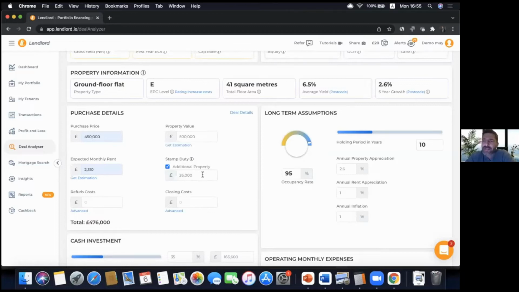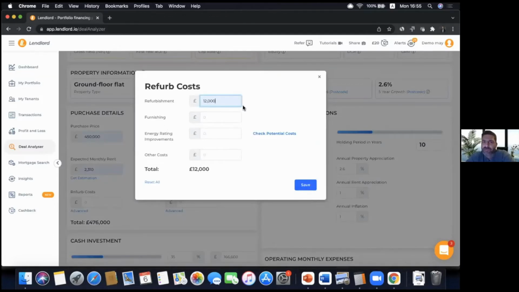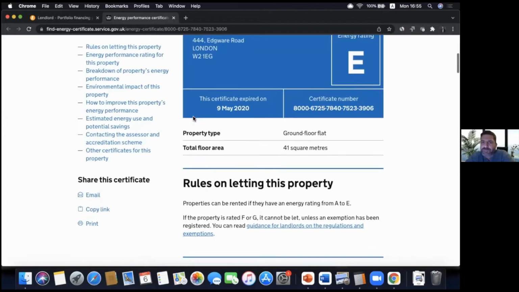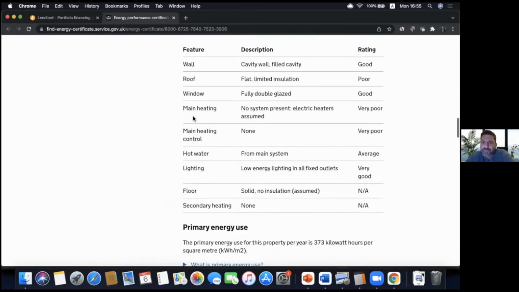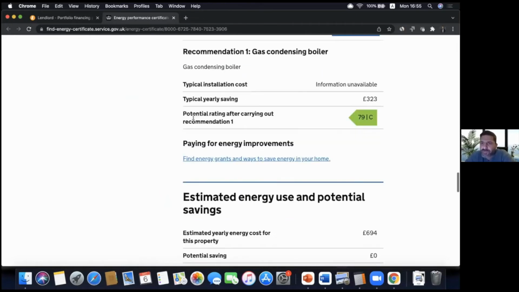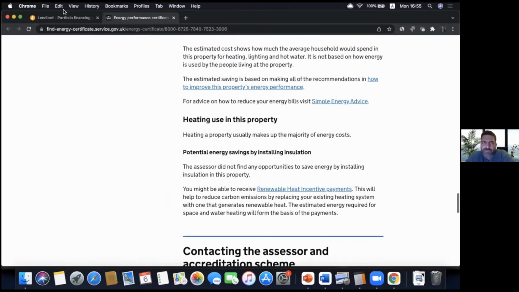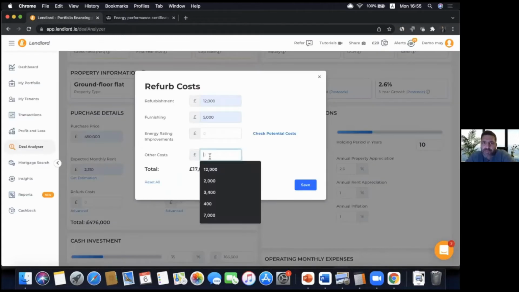Stamp duty, of course, we calculate it, but if you think you're going to pay a different number, make sure to put in the correct number. Refurbishment costs: if you're going to invest and do some refurbishment of this property, or buy some furnishing, or upgrade the energy performance, you can use this link. It will take you to the government website. You can see some information about this property in terms of the EPC, and also get some estimations about the cost to increase the level of the energy performance. And I always put in some other costs just to be on the safe side.